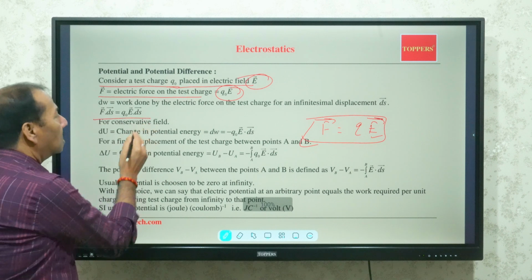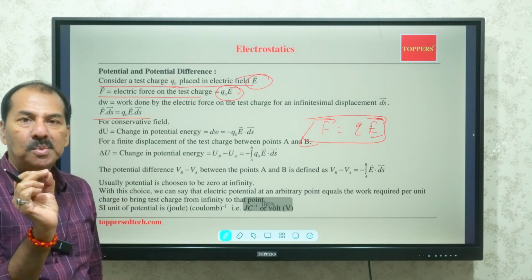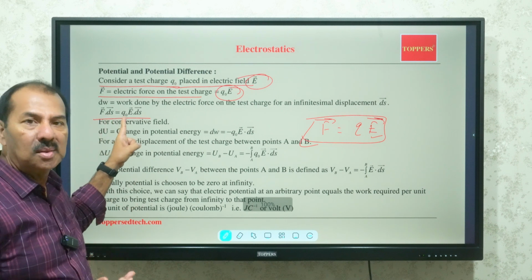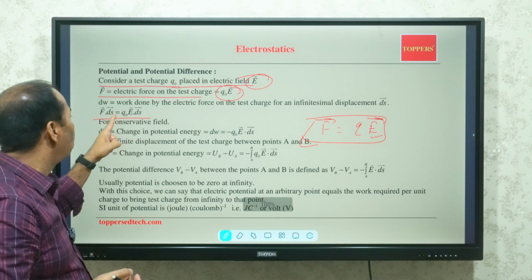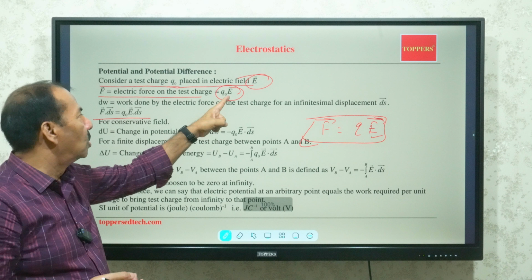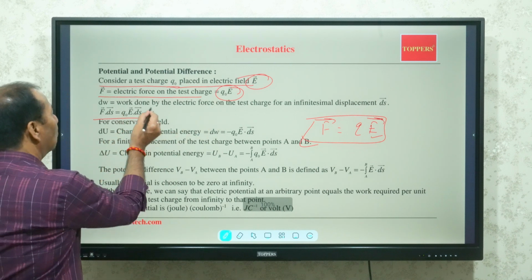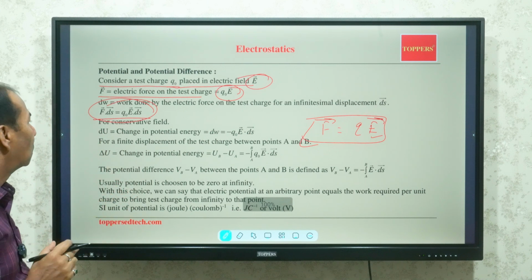Now work done in carrying that charge for a small displacement, suppose ds, will be F dot ds. Work done is force dot displacement. So F dot ds is equal to, with F replaced by Q naught into E, Q naught E dot ds. So this becomes your work done for a very small displacement ds.